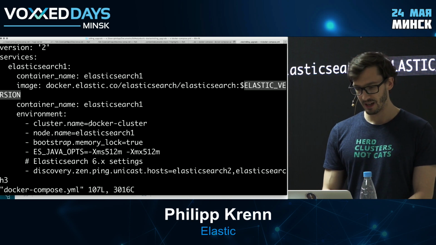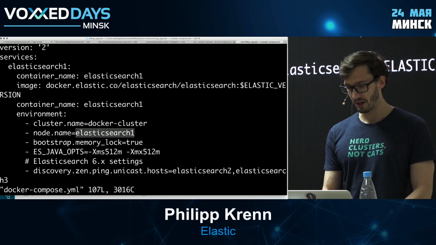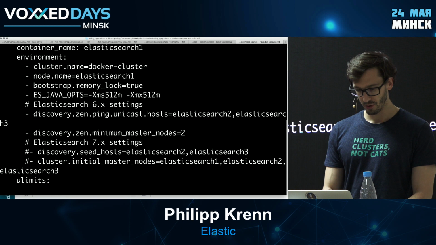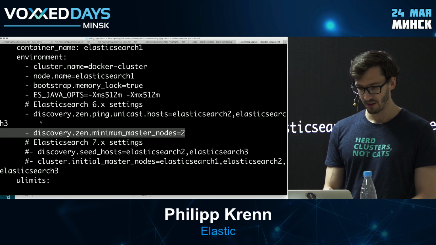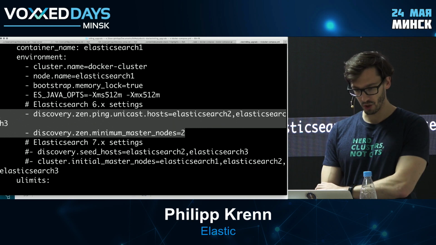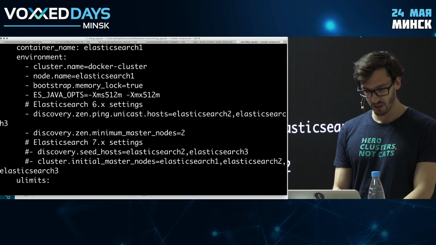I just say, hey, this is my Docker cluster, and I give it a name. I give it the node name Elasticsearch 1 so that it is consistent. And then here you can see these are the two settings that we had in Elasticsearch 6 or lower. And actually, before the restart, I should have changed that. Let me quickly fix that.